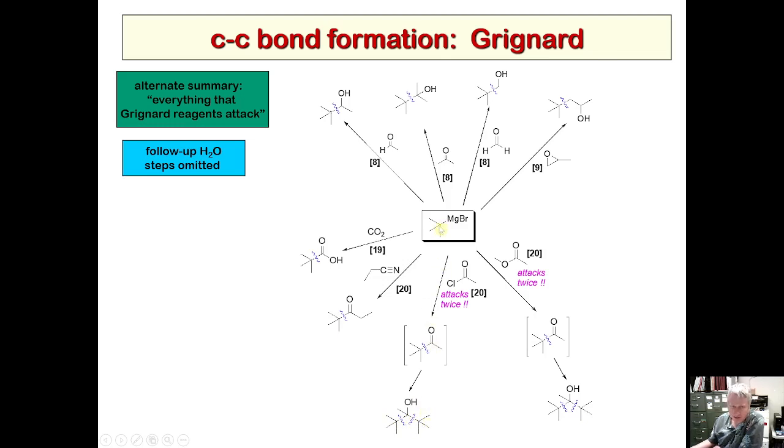And then if we have a Grignard attack an ester, it does the same exact thing as acid chlorides. Okay, and the only different thing to remember is that if cuprates attack acid chlorides, you get a ketone. It stops at the ketone.